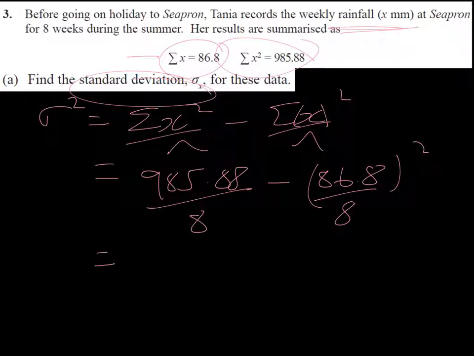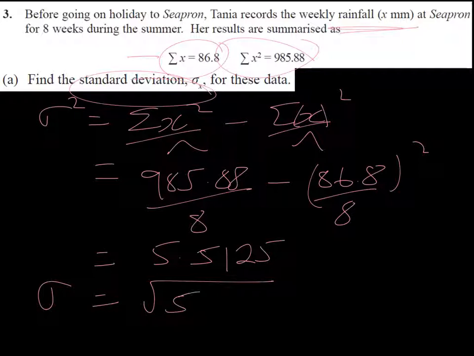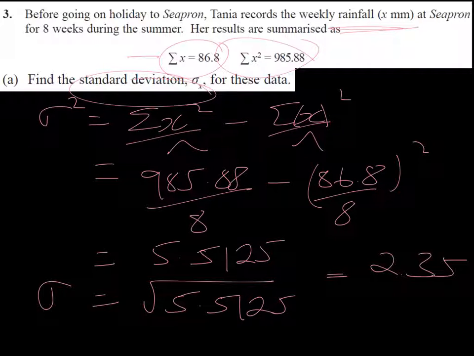And if we do that, we get an answer for the variance of 5.5125. So if we take the square root of that, we'll have the standard deviation, which is going to give us an answer of 2.35.